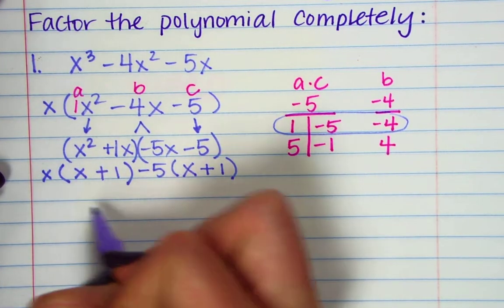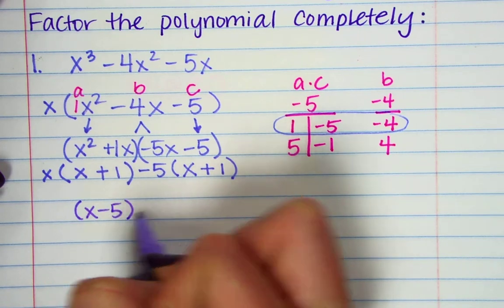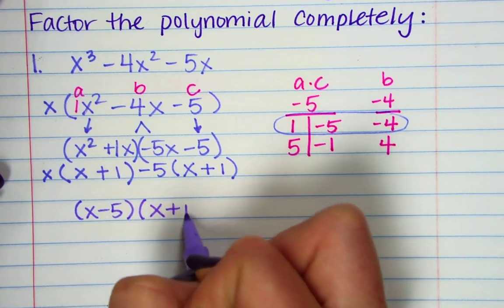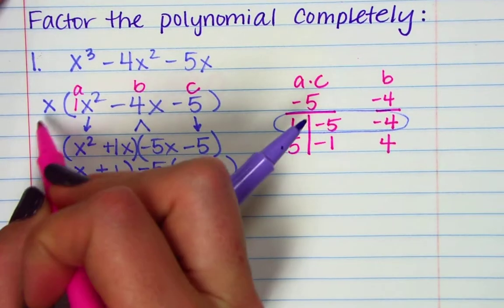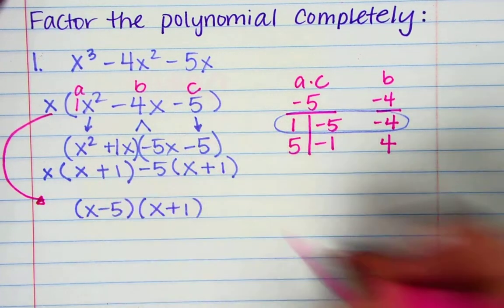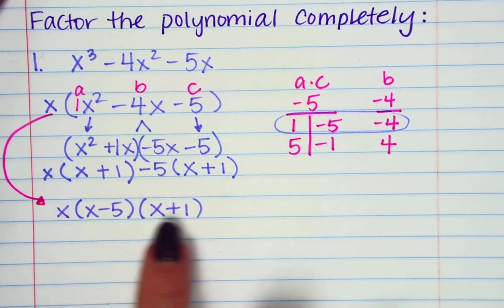Okay, so that gives me my factors. What are they? x minus 5 and x plus 1. Okay, and we can't forget about the one from the beginning. The GCF that we factored out should also come out front. So our answer will look like this: x times (x minus 5) times (x plus 1).